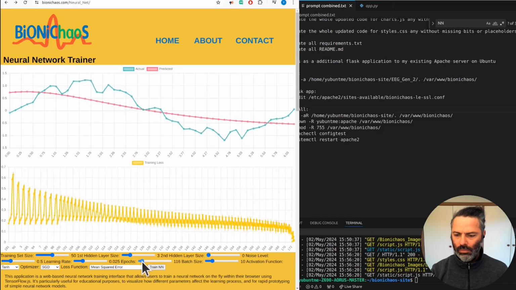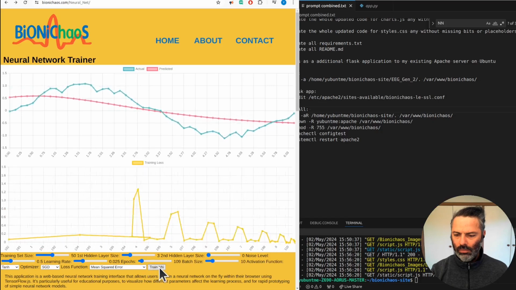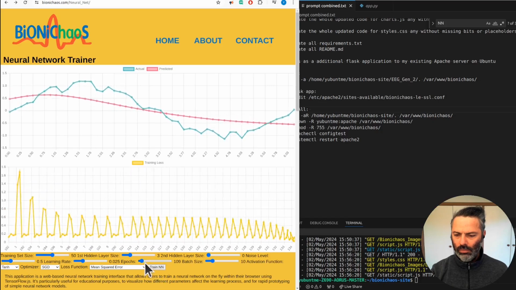Epochs and batch size: your choice of 200 epochs and a batch size of 10 seems reasonable, but these may need to be adjusted based on the model's learning curve.